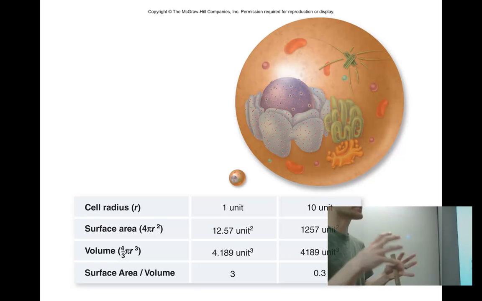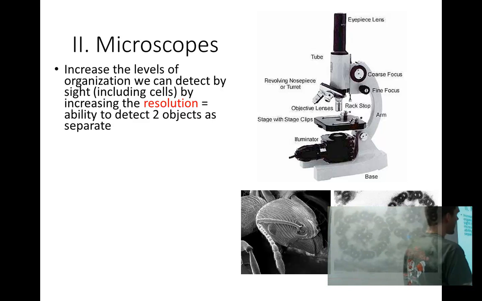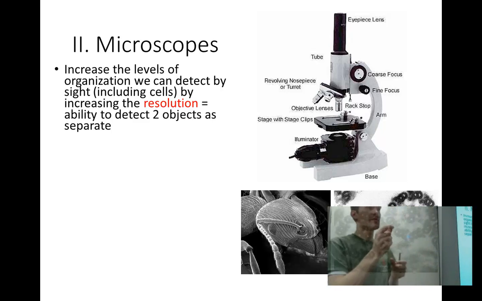So that's why there's a size limit on how cells can function. In order to study cells, because we cannot see them with the naked eye, we need microscopes. And who was the guy who saw the first cell? Robert Hooke. What did he use? He used a little microscope. It was similar to what we have. It was a compound microscope that had 2 lenses.